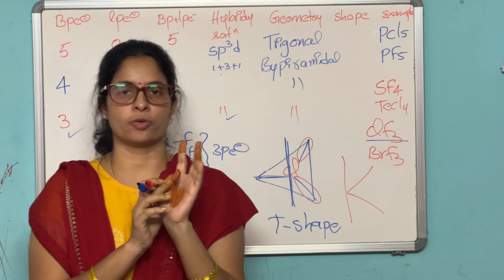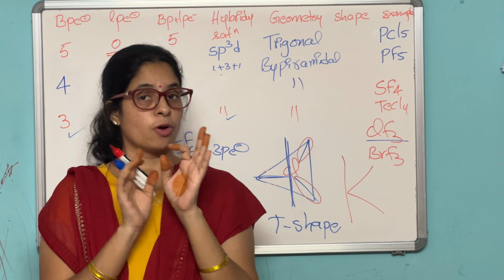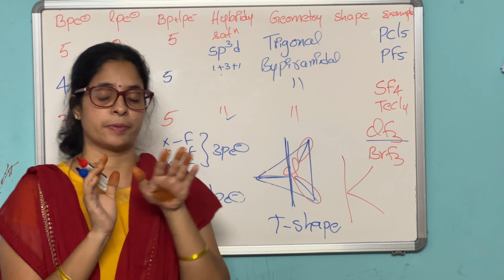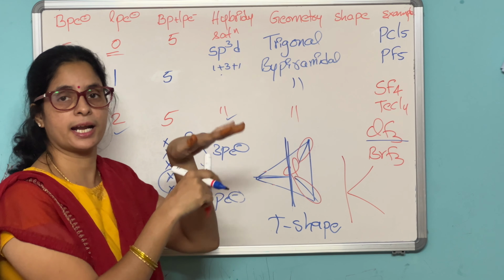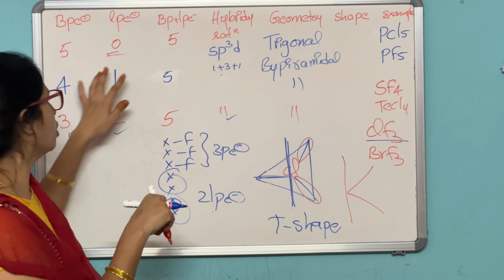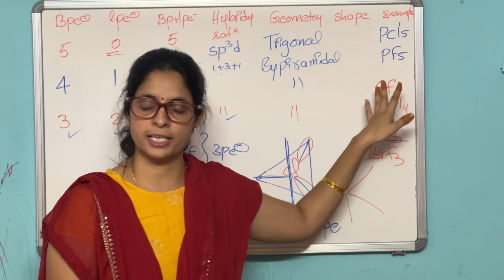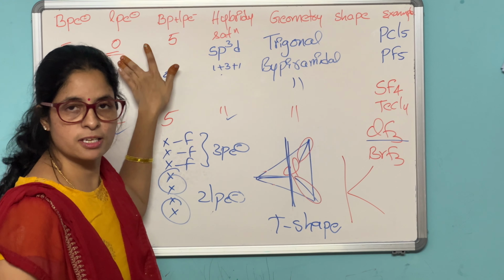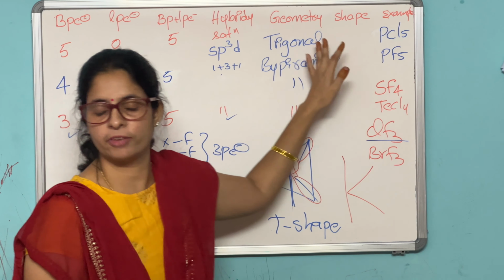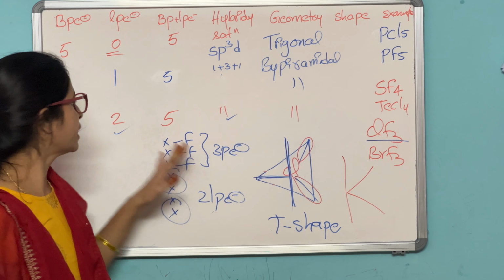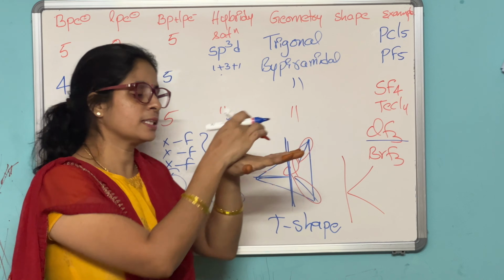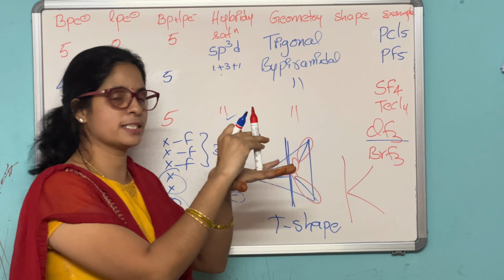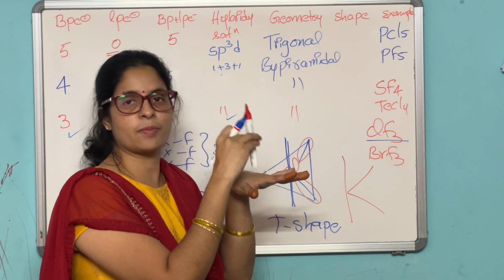Assume 5 bond pairs of electrons and 0 lone pairs. It is sp3d hybridization and the geometry is trigonal bipyramidal, meaning a triangle with one atom above the plane and another atom below the plane. Here geometry is equal to shape when there are no lone pairs. If one lone pair is there, it occupies an equatorial position of the triangle, because if it occupies an axial position there is more repulsion and the molecule is less stable.